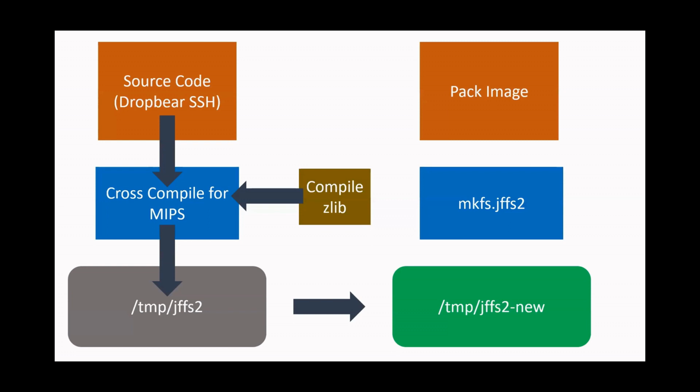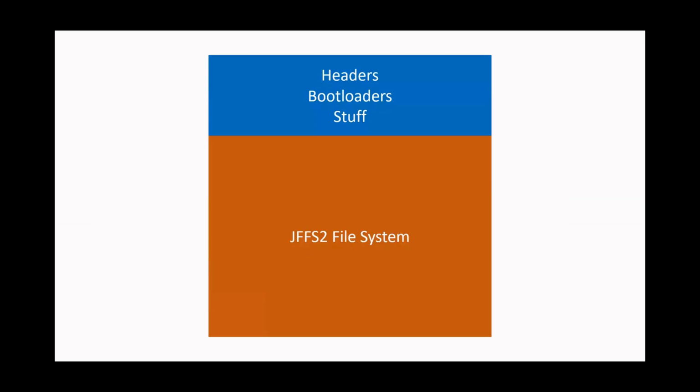So we're now at this point. We've taken the source code, cross-compiled it, copied the binaries out of it, we've put it through mkfs.jffs2, and we're just going to repack the image. I'm not going to go back over how to use cat. Cat's not that difficult to use, and I'm presuming that people saw me do it before. But what we're going to have now is the old headers, bootloaders, and other stuff, and we're going to have the new JFFS2 file system we've created.